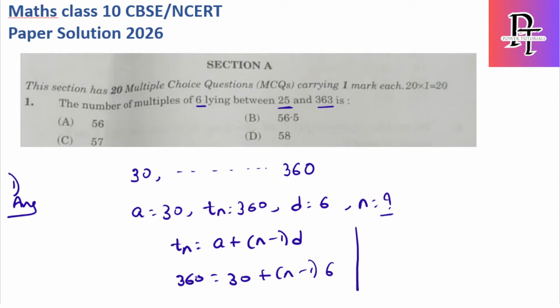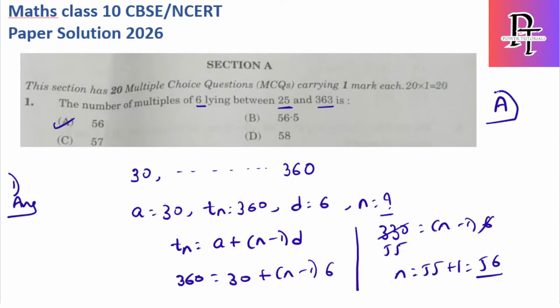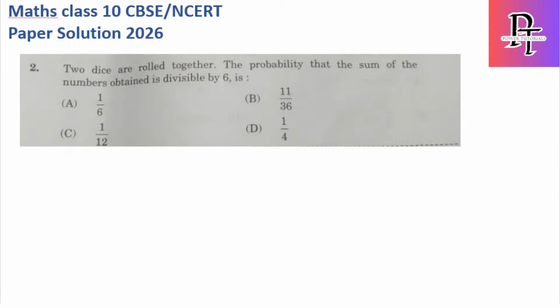360 minus 30 will become 330, is equal to n minus 1 into 6. 6 5s are 30, so 6 55s are 330. So n minus 1 is 55, and the n value is 55 plus 1, which is 56. So the option is A. Okay, hope the first question is clear. Let's move to the second one.